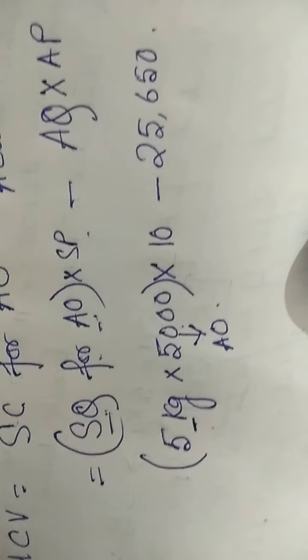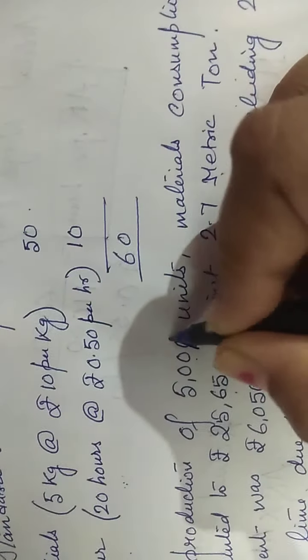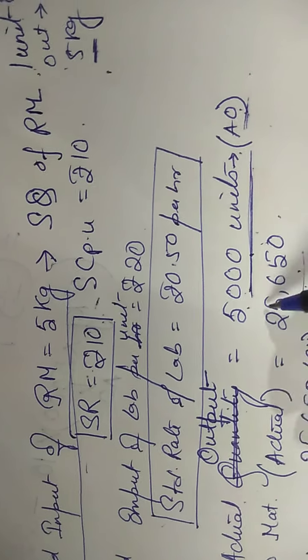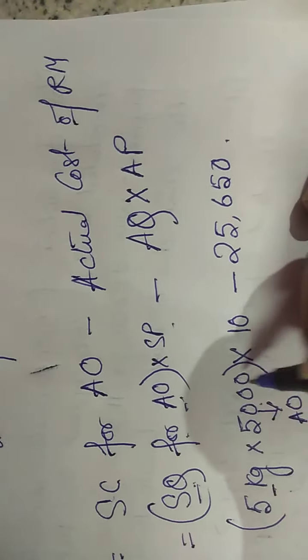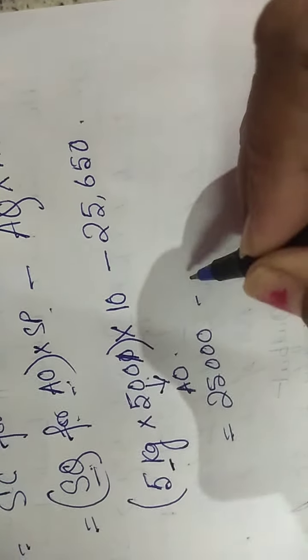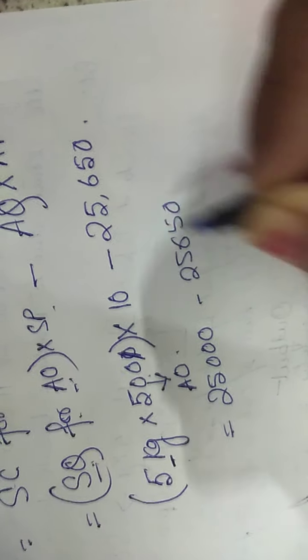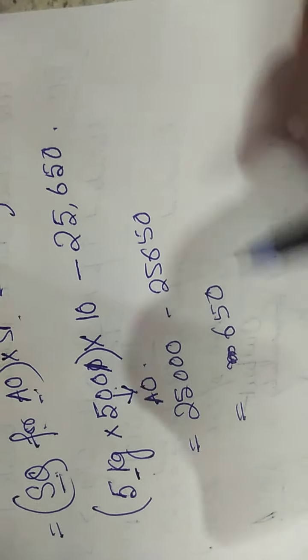Oh, it's not 5,000. I'm sorry, I've made a mistake over here. For production of 500 units, this will be 500. 10 is extra. So it's coming to 25,000 minus 25,650. So it's minus 650. We never write minus in standard costing.